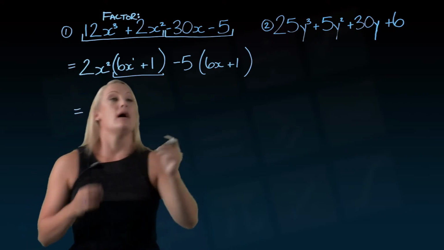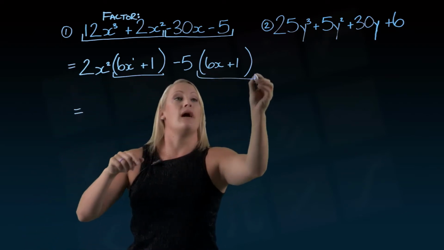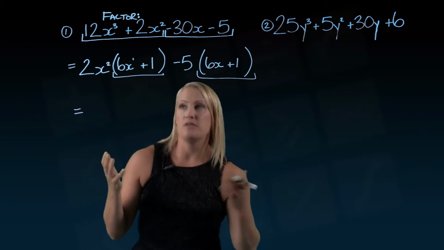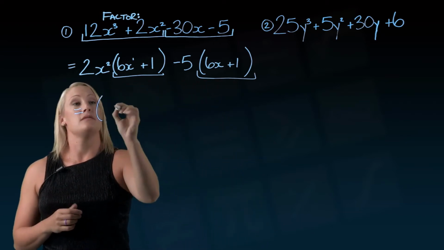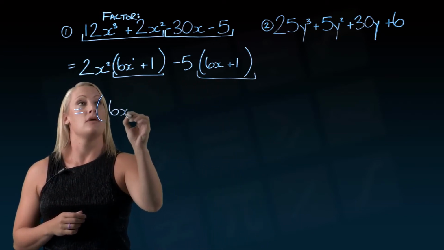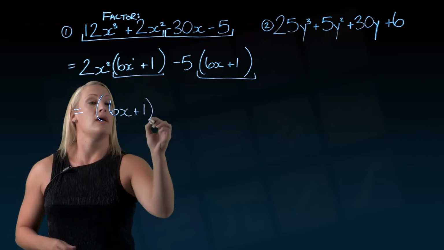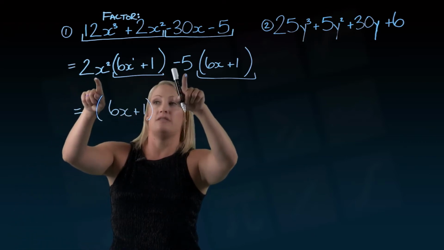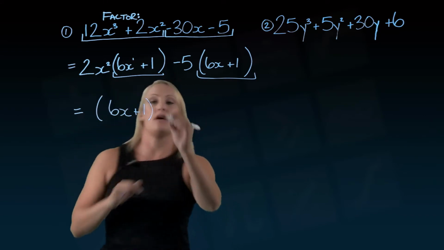So now I'm going to take what I see in the brackets. It's written twice, although it's the same. I'm going to write it once in a bracket. And then I'm going to write what I have left over in a separate bracket: 2x squared subtract 5.